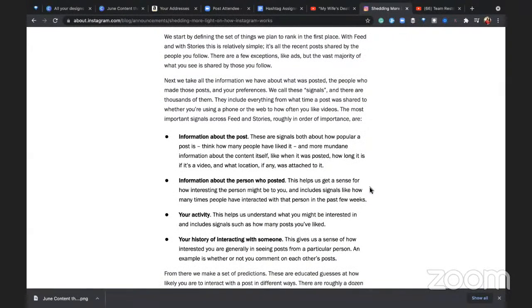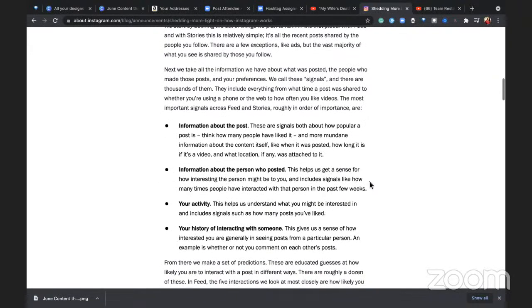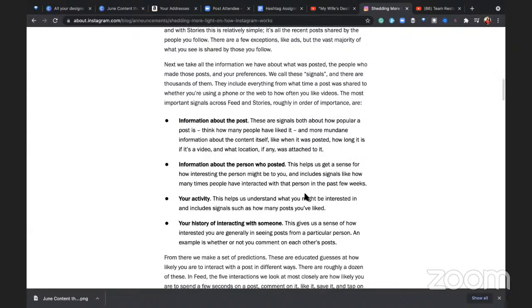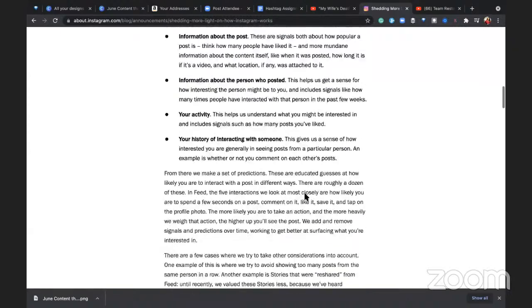Two, information about the person who posted it. This helps us get a sense for how interesting the person might be to you, and includes signals like how many times people have interacted with that person in the past few weeks. Three, your activity. This helps us understand what you might be interested in, and includes signals such as how many posts you've liked. Four, your history of interacting with someone. This gives us a sense of how interested you are generally in seeing posts from a particular person. An example is whether or not you comment on each other's posts. Okay, thank you for that.